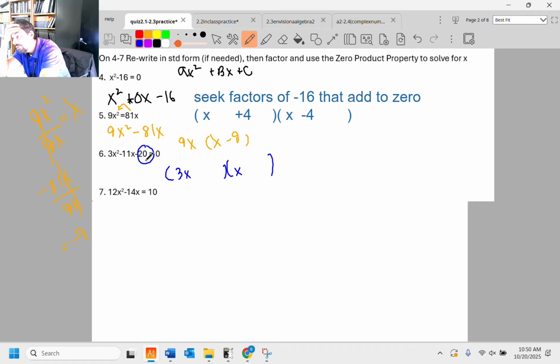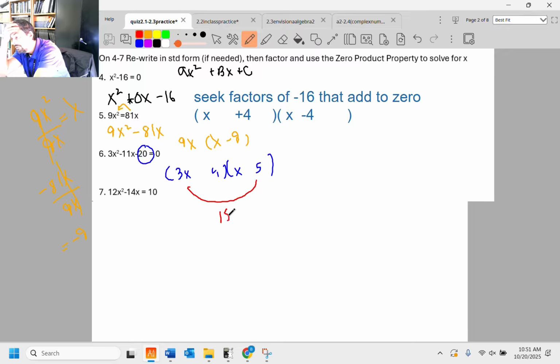All right, so factors of 20 could be 4 and 5, or maybe 2 and 10, or maybe 1 and 20. Let's play with 4 and 5, and let's think about where we place them. A lot of kids just guess, but they don't check. It's called guess and then check.